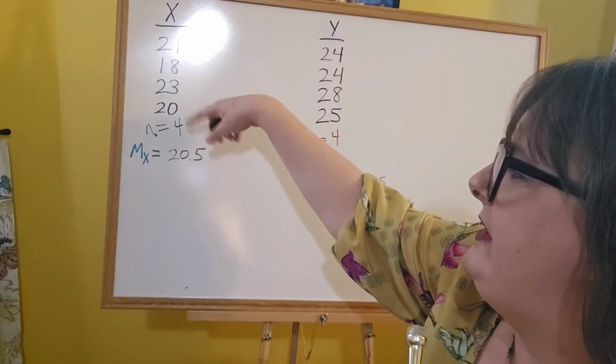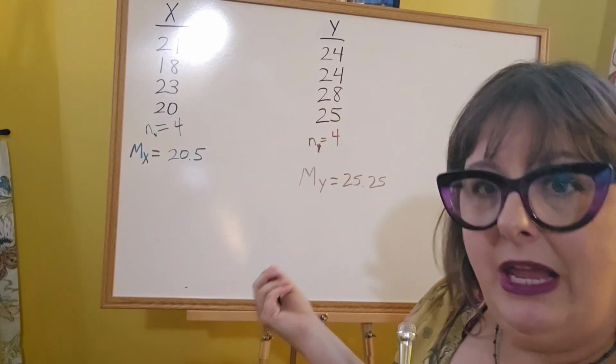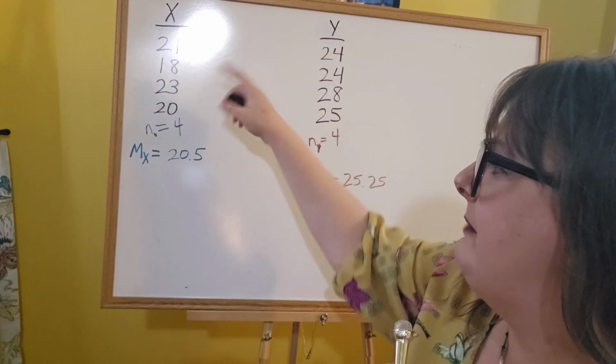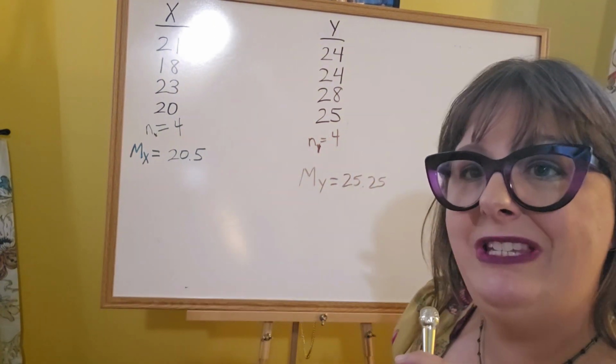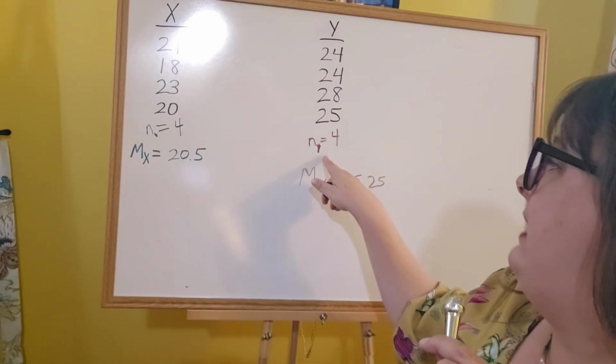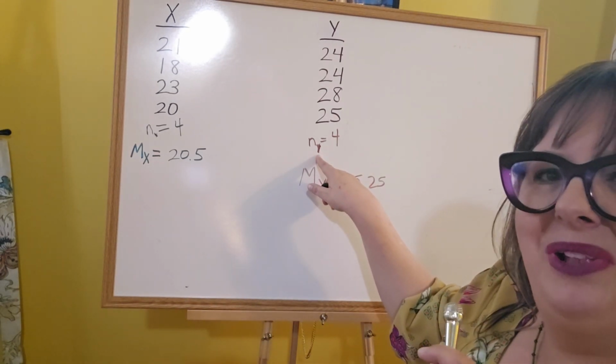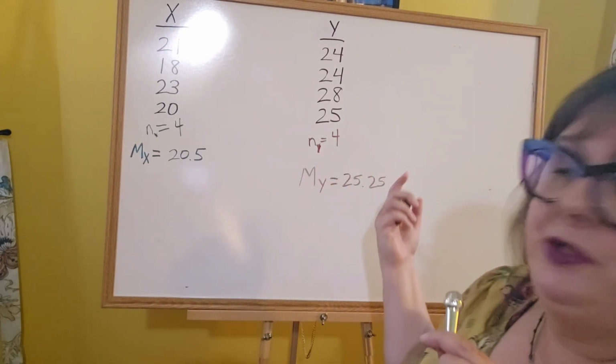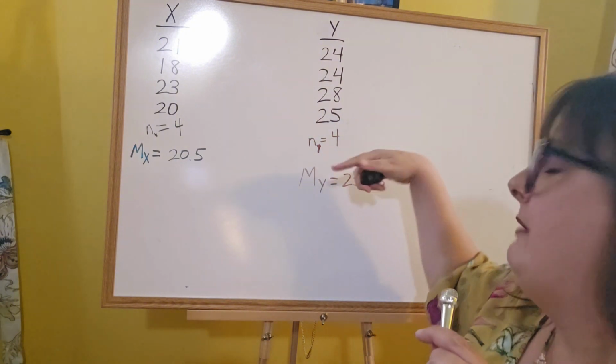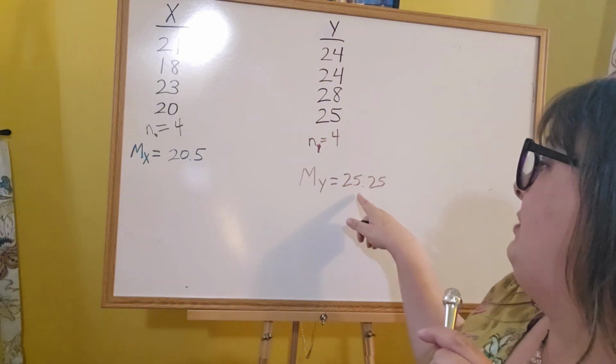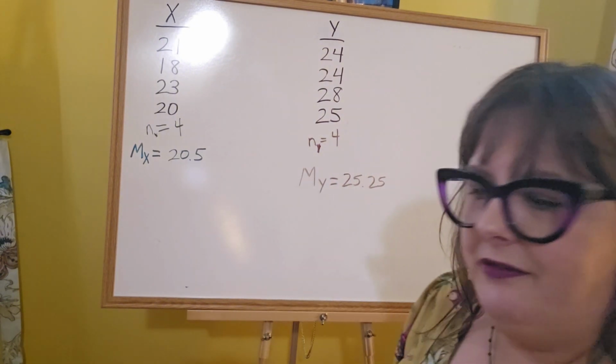What you do is you add these numbers up and you divide them by n. So I added these numbers up, divided by 4, I got 20.5. The n for y, that's a y there, I know it doesn't look like it. The n for y is also 4. You add these numbers up and divide by 4, and you get 25.25.